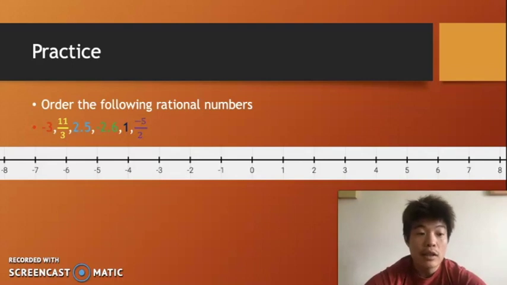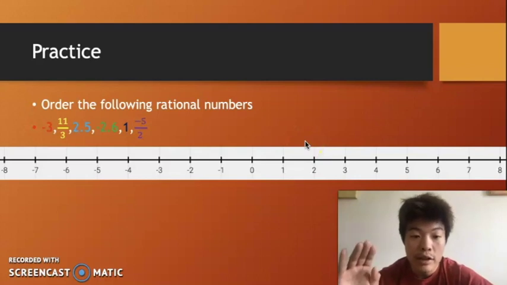Okay, so let's practice ordering the following rational numbers. Like I said, we want to use and visualize a number line. We have a number line right here and we're just going to start placing our numbers. In this problem, we're going to change everything into decimals, just so we can have practice going from fractions to decimals.